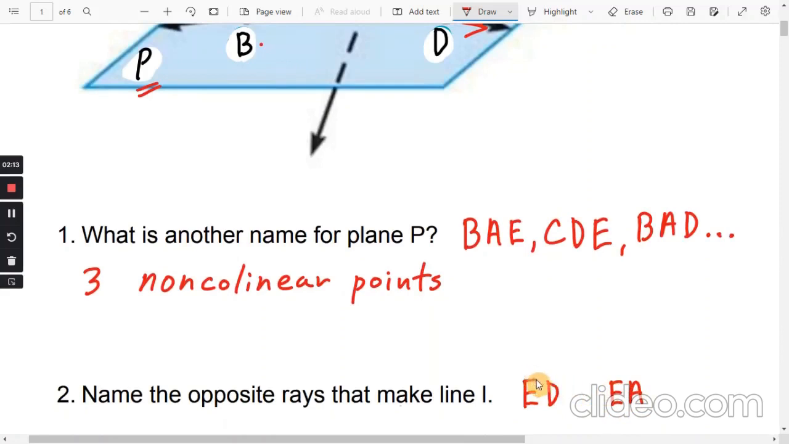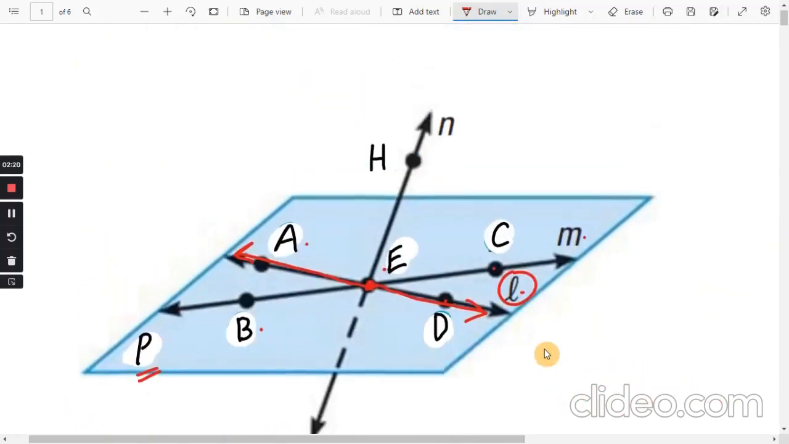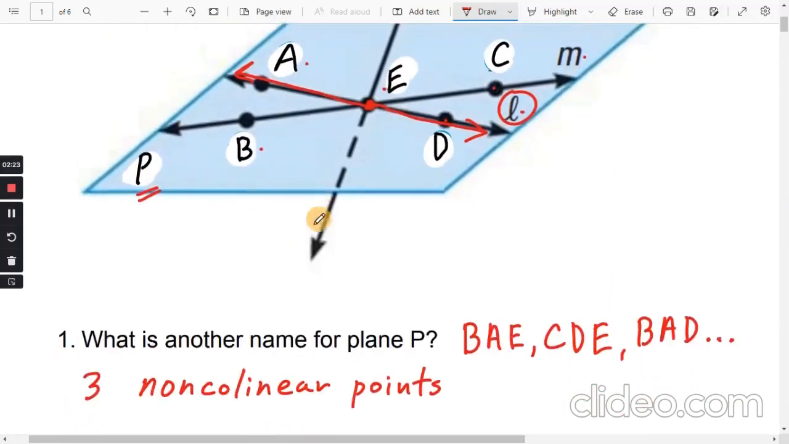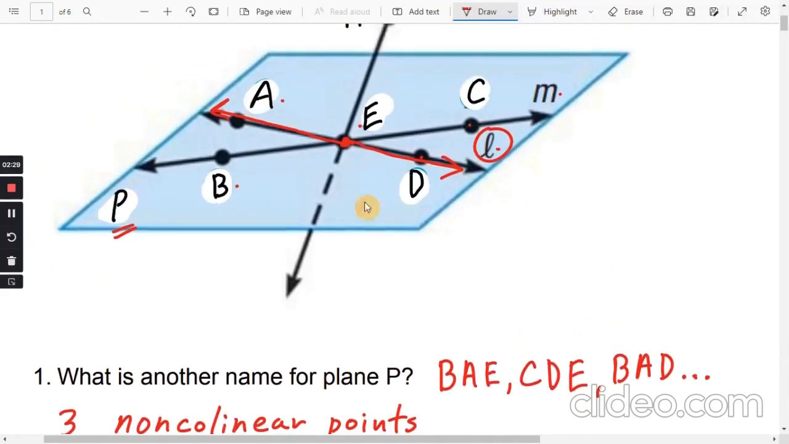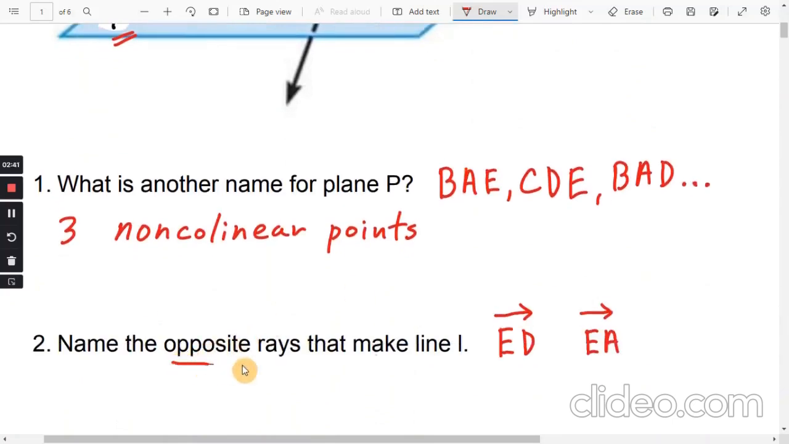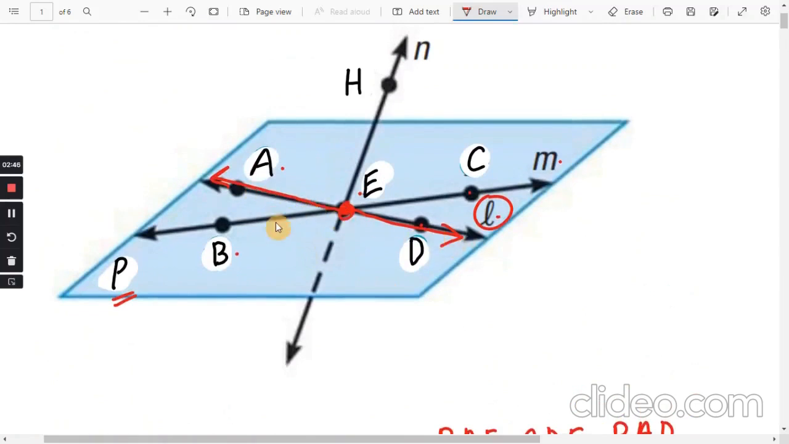Now, when you name a ray with the arrow on top, the arrow always points to the right. Even if the ray points to the left, the arrow on top always points to the right. Okay, the first letter is the endpoint letter. It's where it starts. So since it started here, this letter was first. And it went from E to D and E to A. So opposite rays make a line. All right, so when you put them together like that, they have to make a line.